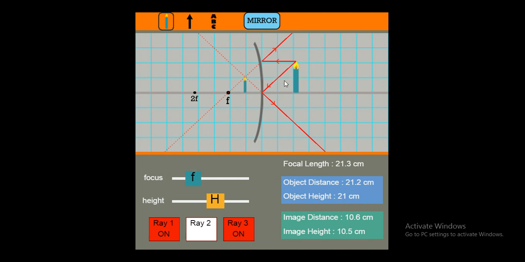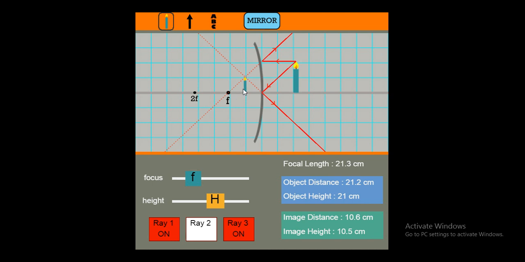Then we can use another type of ray: a ray falling onto the mirror at P. After the reflection, it travels making equal angles. Then we get the intersecting point. This is the intersect point of these two reflected rays. We get the image of that object, behind the mirror, on the other side of the mirror. According to the convex mirror, the image is given here: a smaller image, upright, and also virtual.